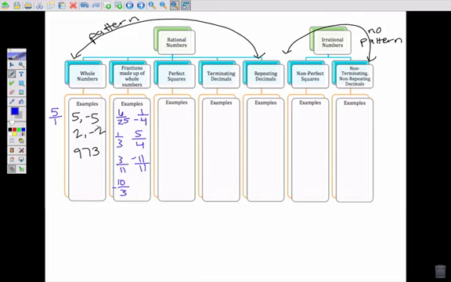Okay, then we have perfect squares. All right, you've probably heard of these before. And these are numbers that when you take the square root of that number, you get a whole number answer. So we're going to write some common perfect squares. So we can have the square root of 1. All right, that's a perfect square because the square root of 1 is 1. 1 squared is equal to 1. So the square root of 1 is equal to 1.